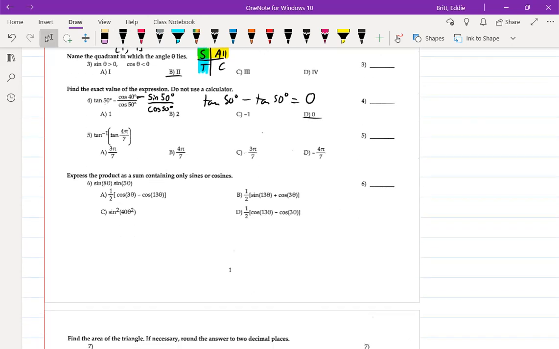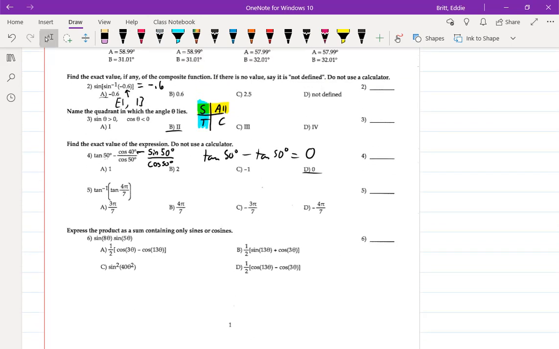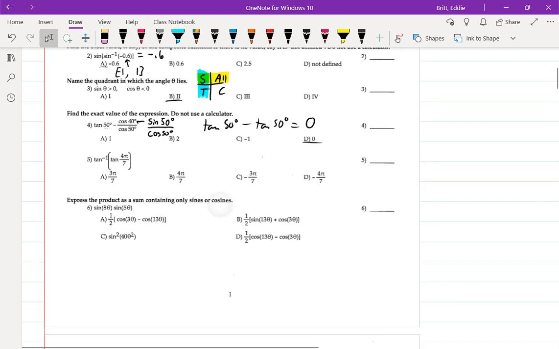Now, number 5 is a little tougher than number 2. The inverse tangent of the tangent of 4 pi over 7. So this angle measure right here needs to be between negative pi over 2 and pi over 2. And it's not. The way you can tell is because, remember, here's 0, here's pi over 2, here's pi. This down here is negative pi over 2, or 3 pi over 2. And then this right here again is 2 pi.